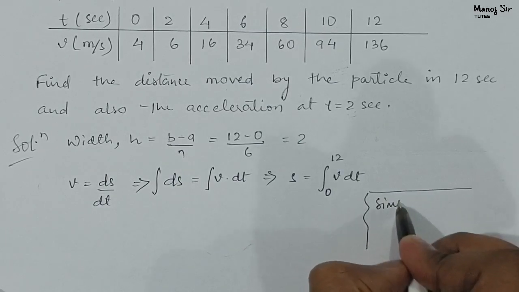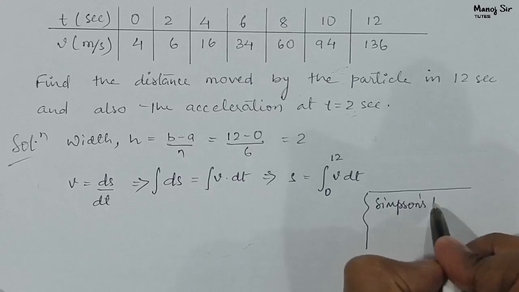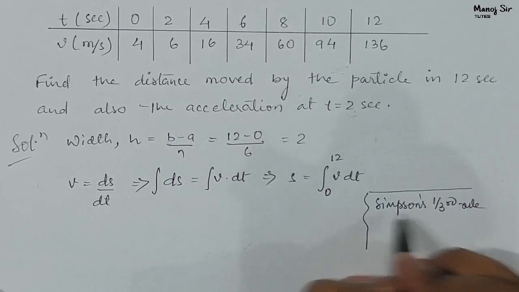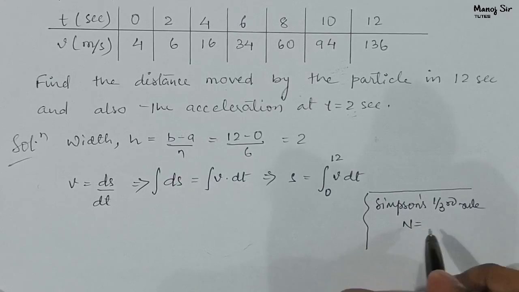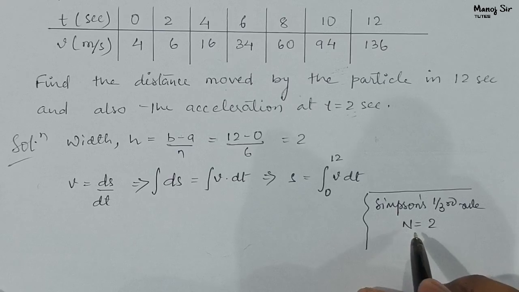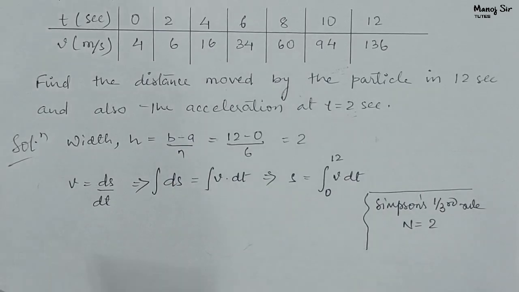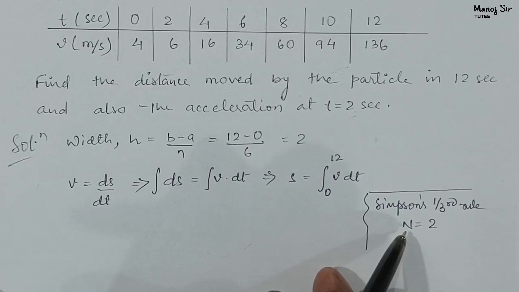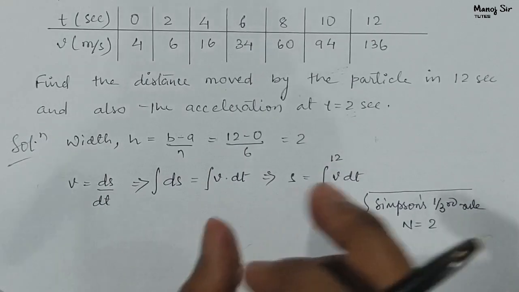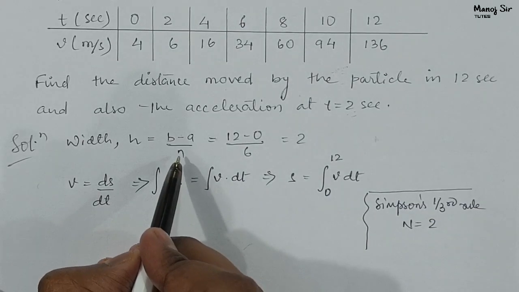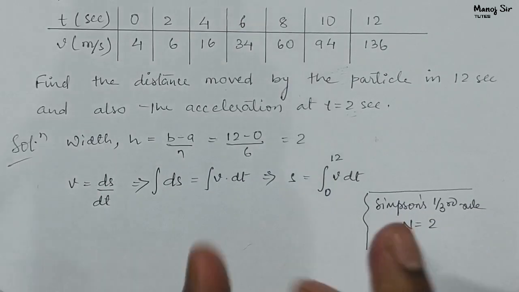So Simpson's 1/3 rule. For this method, the value of capital N is how much? 2. Okay, for Simpson's 1/3 rule, the value of capital N is 2. Now we need to see whether the ratio, that is small n upon capital N, is a natural number or not.